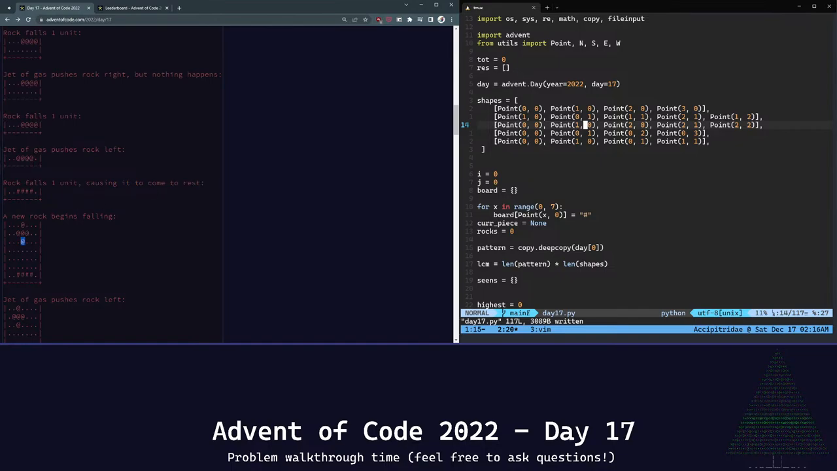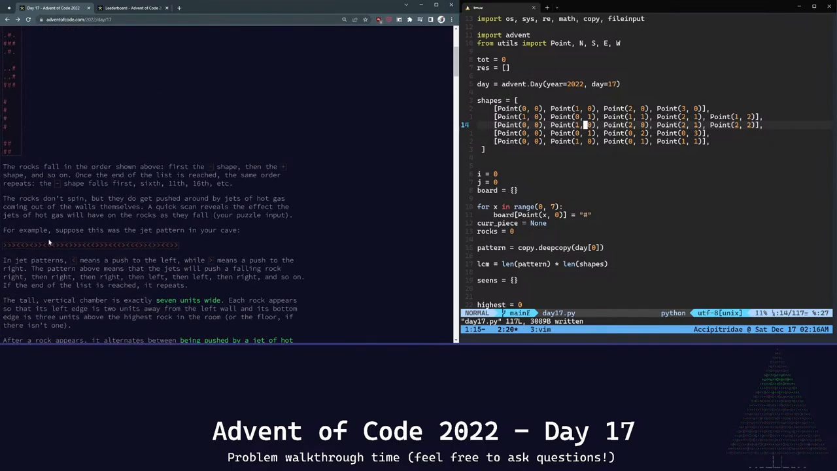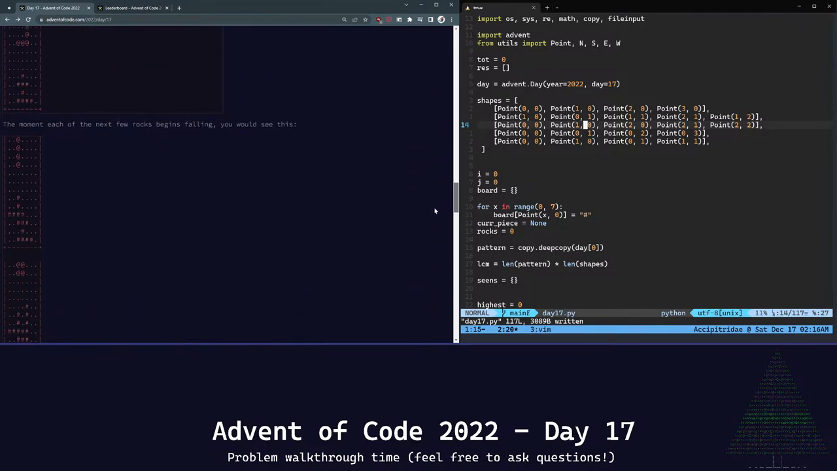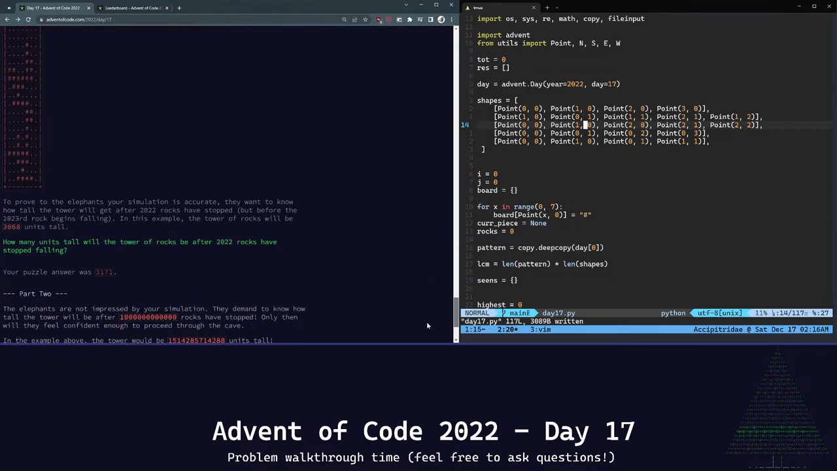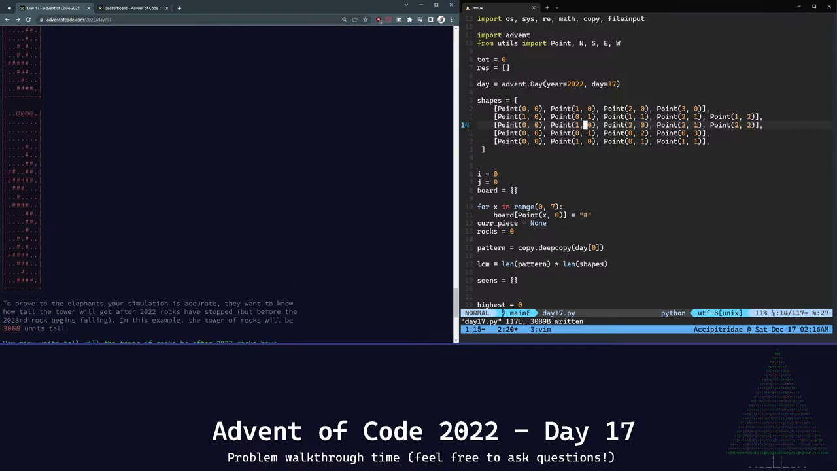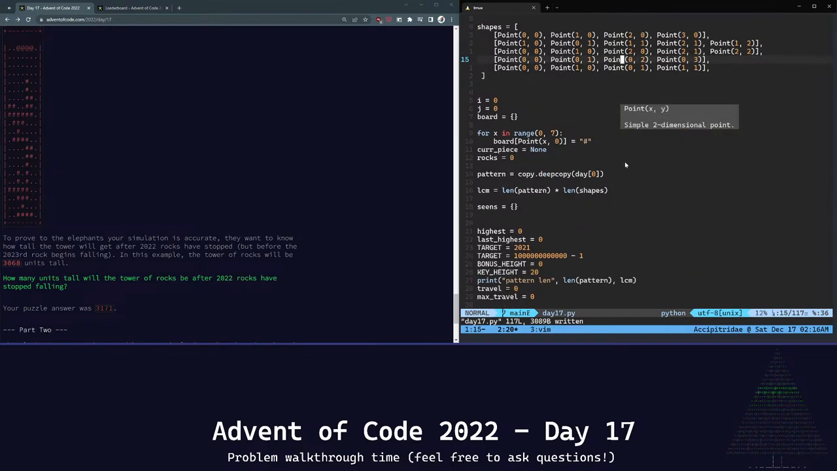The rock always appears with a two gap from the leftmost wall and three in between its bottommost portion. This continues indefinitely, and when you get to the end of the jet pattern, you start again at the very beginning. Part one basically just asks, simulate this for 2022 different rocks. How tall is the resulting structure? Depending on how these all line up, this structure will have a given height, and the problem wants you to figure that out.